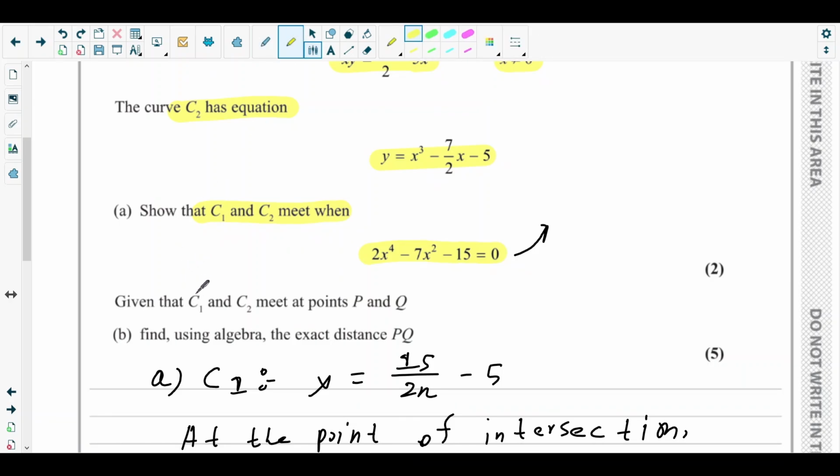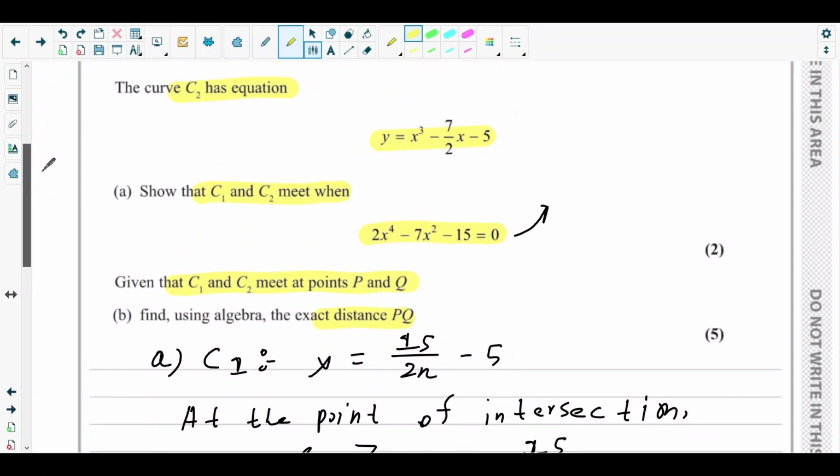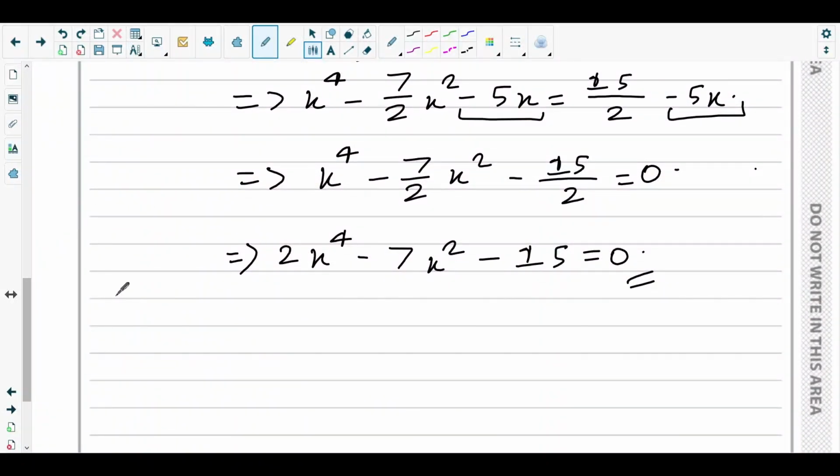Okay, next is part B. In part B, the question says, given that C1 and C2 meet at points P and Q, find using algebra the exact distance PQ. So we need to find the distance between the two points of intersection, P and Q. To find the exact distance between P and Q, we need to figure out the coordinates of points P and Q. To do that, we need to solve the derived quadratic equation. So how can we solve this? Let's do the middle term. 2x to the power 4.